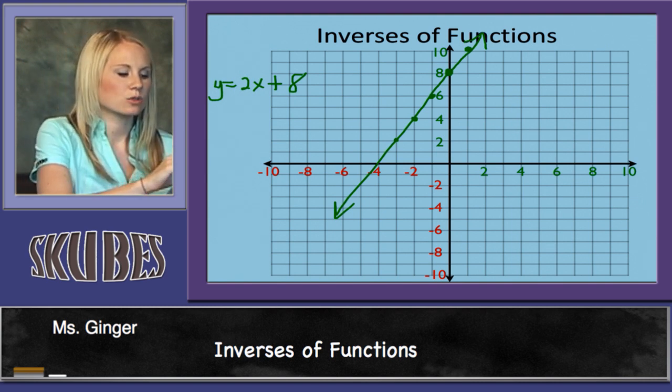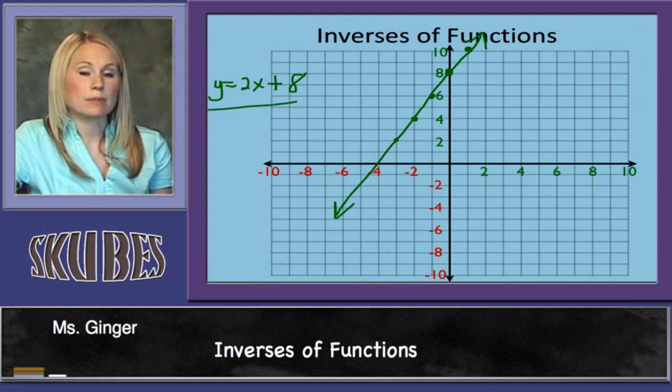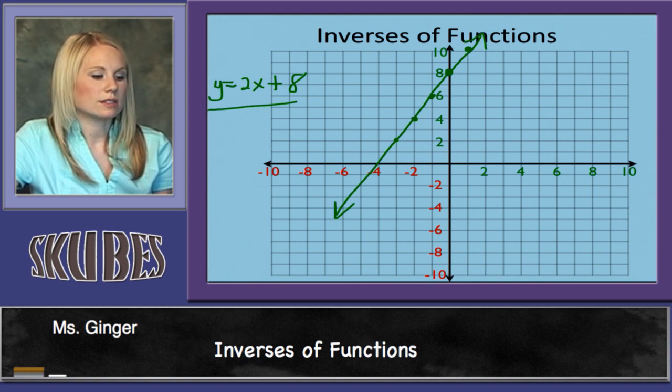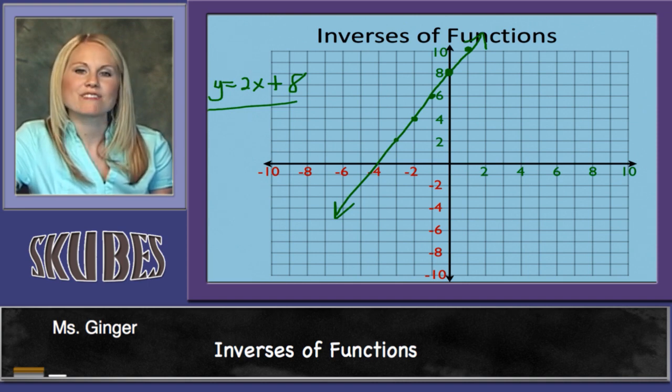We know that this is correct because the inverse still ended up being a linear function. And so what came out was a line, so that is good news. So this concludes our lesson on inverses of functions.